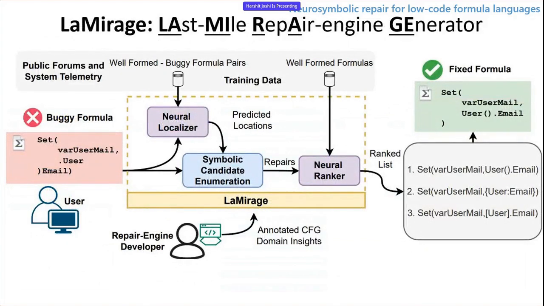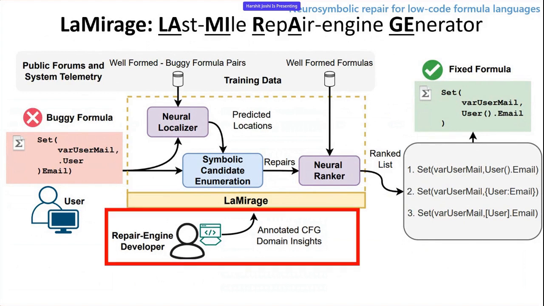Now let's take a high-level look at LaMirage, the last mile repair engine generator. To create a repair engine for a domain or a language, LaMirage requires domain-specific information, which will be provided by the repair engine developer. The repair engine developer needs to provide us two things: one is context-free grammar and the other is domain-specific strategies. Let's look at each of them.